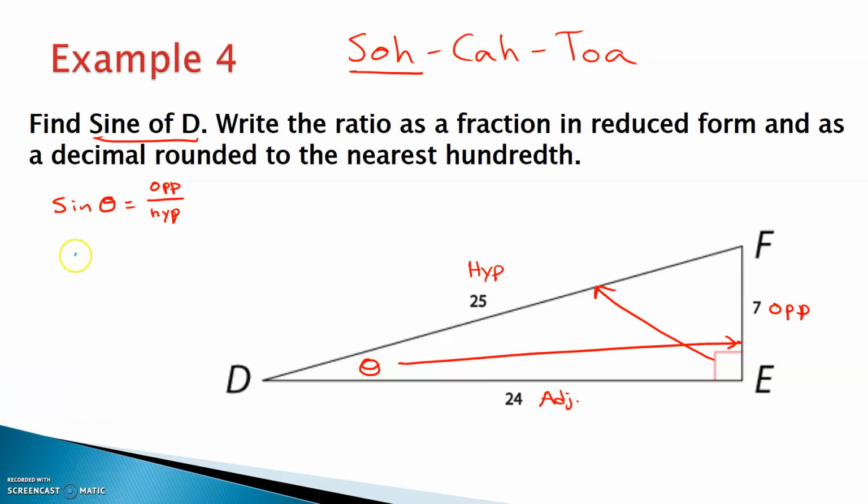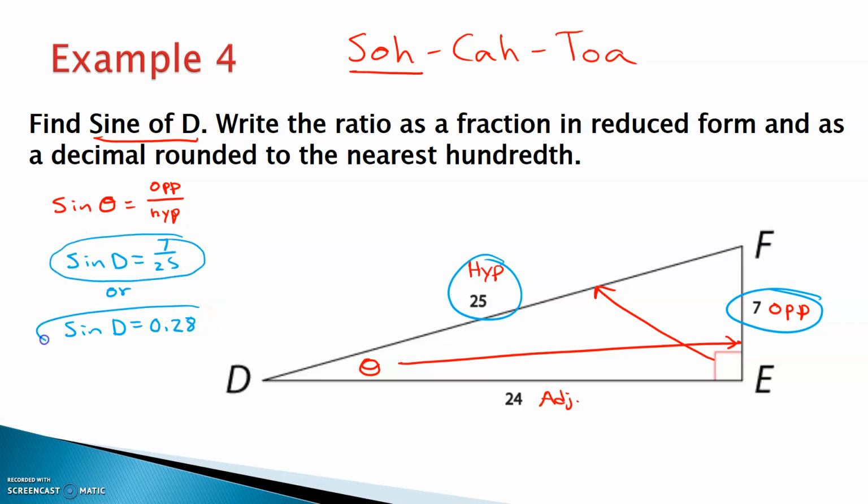So let's go ahead and put sine of D is equal to, what's my opposite side? That is going to be 7. And what's my hypotenuse? That's going to be 25. So this should be 7 over 25. Or sine D is equal to, what's 7 divided by 25? 0.28. No rounding required right there on that guy. All right, so there we have it.